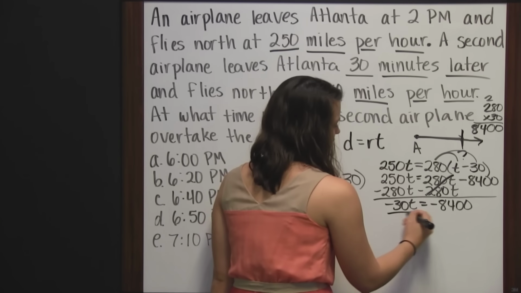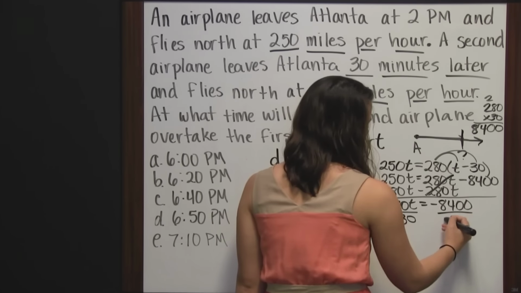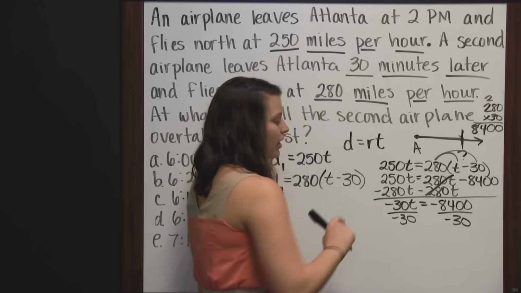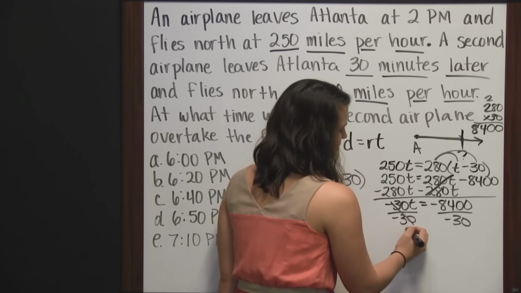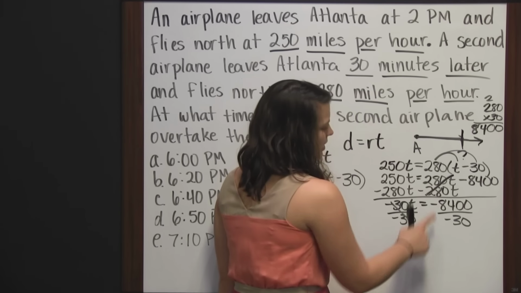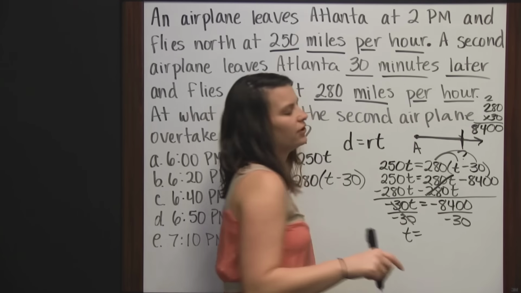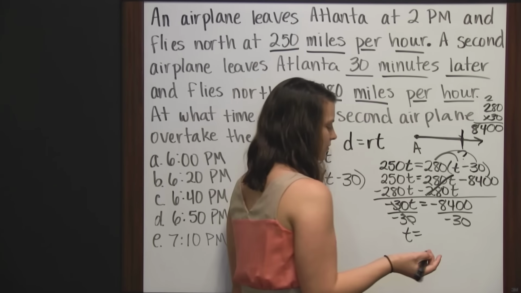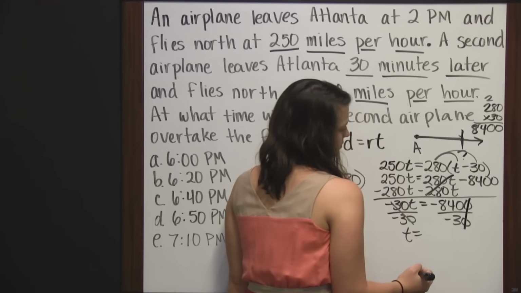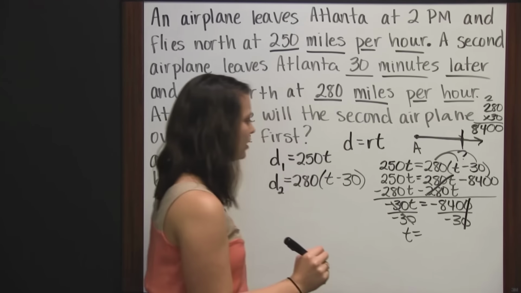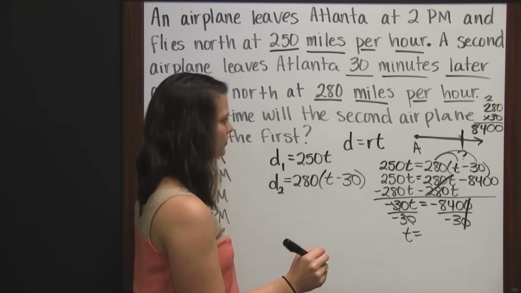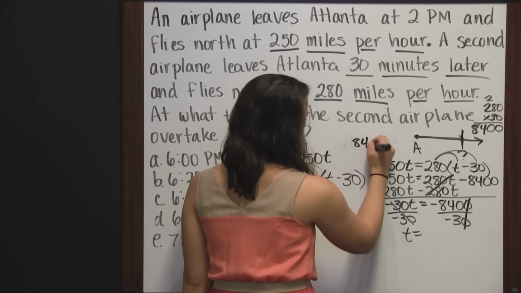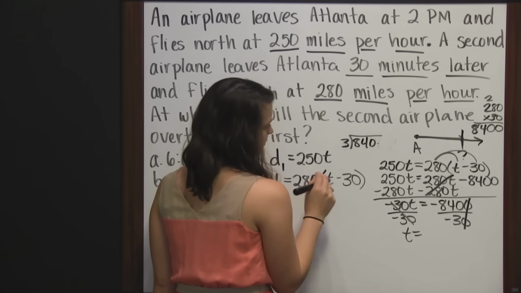To solve for t, then, we need to divide both sides by a negative 30. Negative 30 divided by negative 30 is 1, times t is simply t. Negative 8,400 divided by negative 30. First of all, a negative divided by a negative is a positive. Then we can cancel a 0. And really all we have to do is divide 840 by 3. I'm running out of space here, so I'm going to get rid of this so we can divide 840 by 3.